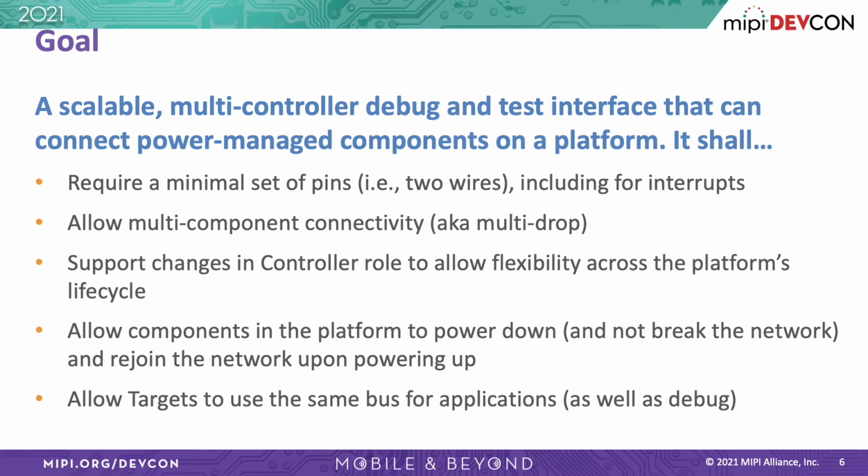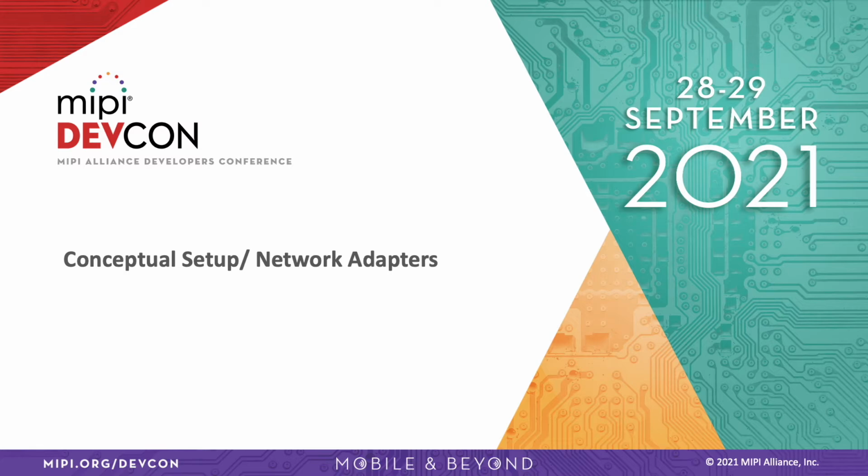This slide shows some of the goals of debug over I3C, and in particular taking advantage of I3C's existing capabilities: minimum number of pins, the use of multi-drop, and the host role controller swapping so that a debug controller can join as well as the main app processor. Of course, the ability for devices to disconnect and reconnect to a bus without causing damage. And the ability to mix both application and debug on the same bus using existing I3C mechanisms.